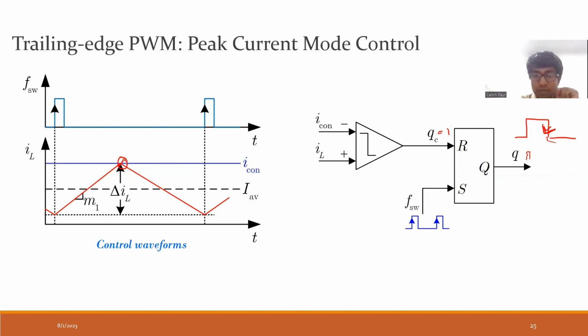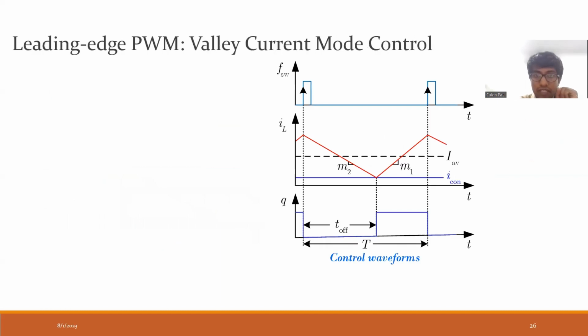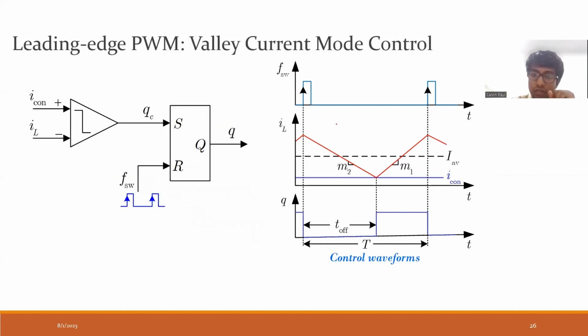So as peak current mode control is there, we can also have valley current mode control. In valley current mode control also, this is the valley. Here the reset is given by this. We give fixed pulses, of fixed duration, to the reset. So we get a reset pulse, the Q becomes 0 in that case, and the inductor current again starts falling.